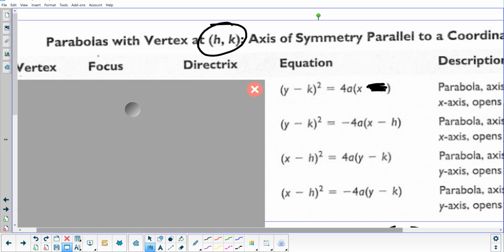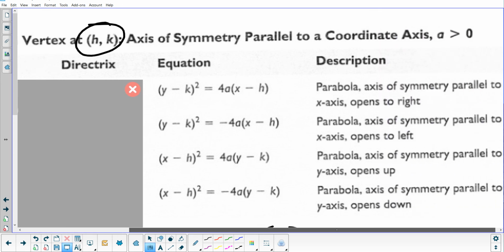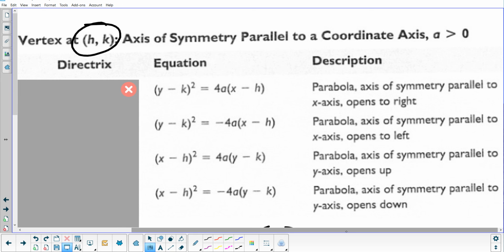Instead of writing 4ax on that side, now you're going to write 4a, and you're going to put a minus h. You put a minus h with all the x's now. And what that minus h does is it moves the vertex left or right. Instead of writing y squared on one side by itself, you're going to put a minus k. That minus k is going to shift the parabola up or down. So these are the 4 equations we're working with now.